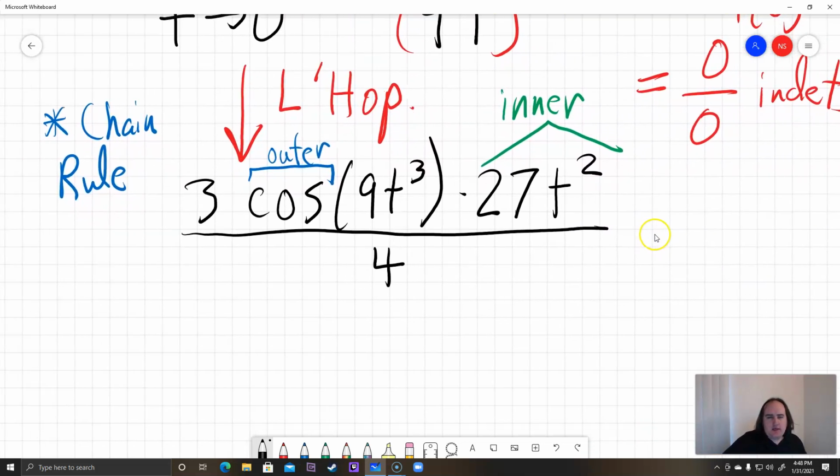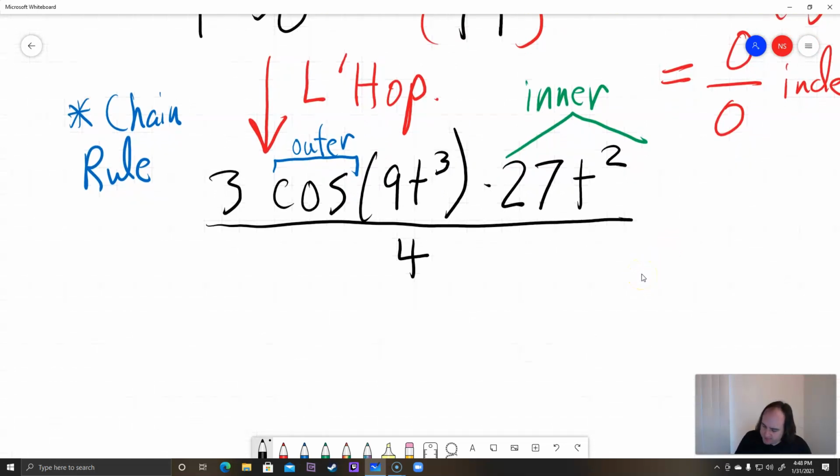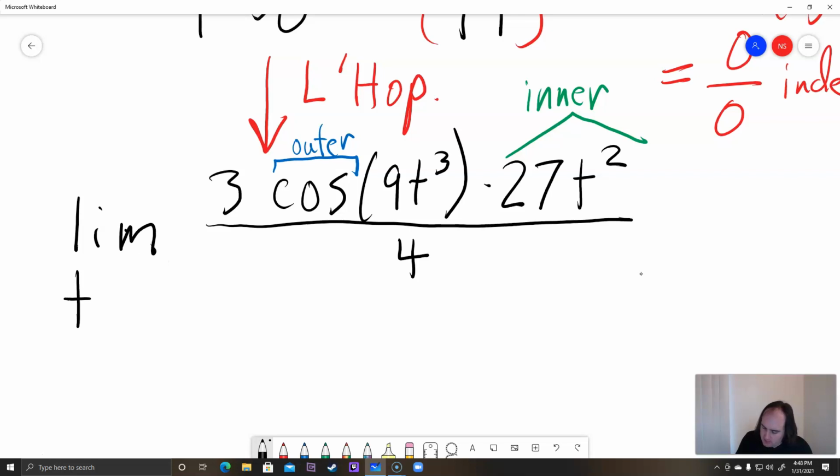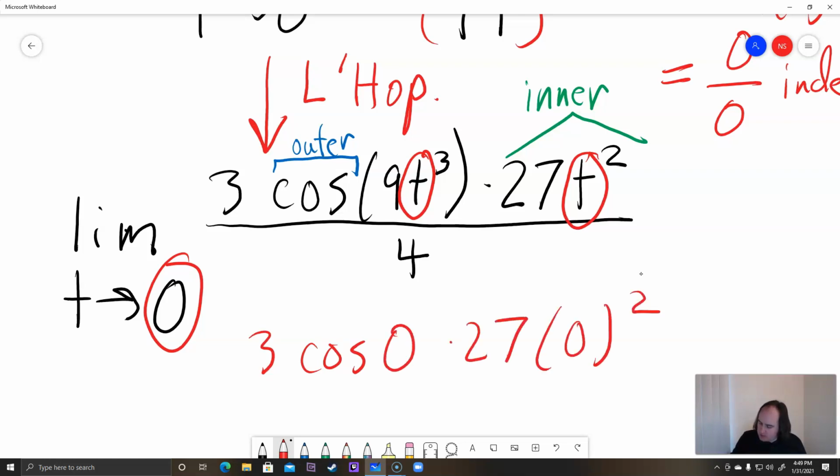Then we can keep writing the limit. We're still finding the limit as t goes to 0 of this entire expression. What we're going to do here is just plug in 0 everywhere we see a t. So what are we going to get when we plug that in? We're going to get 3 times cosine of 0 times 27 times 0 squared, all over 4.